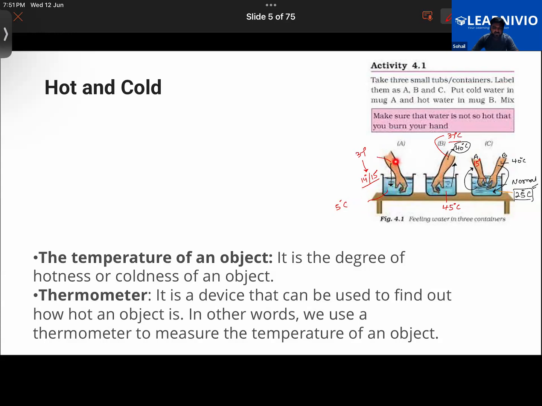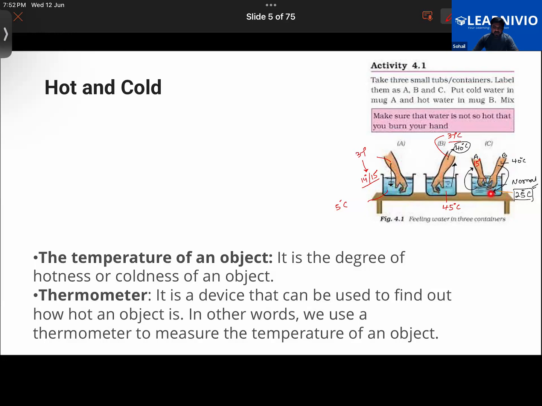Heat flows from a warmer body to a colder body. So some of the heat will be lost into it. Let's say your hand is at 15 degrees Celsius. Its temperature decreases, although after some time it will get back to normal due to blood circulation. Then you dip it into bowl C, in which you have taken normal water. Previously, the temperature of your hand decreased to 15 degrees Celsius because of the cold water.